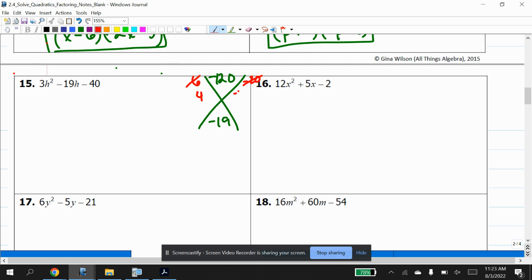And negative 30, which adds to be negative 26. Not quite. Let's try again. 2 and 60 would get worse, right? We know not to try that. 10 and 12, that's only negative 2. That's not enough. What else goes into 120?